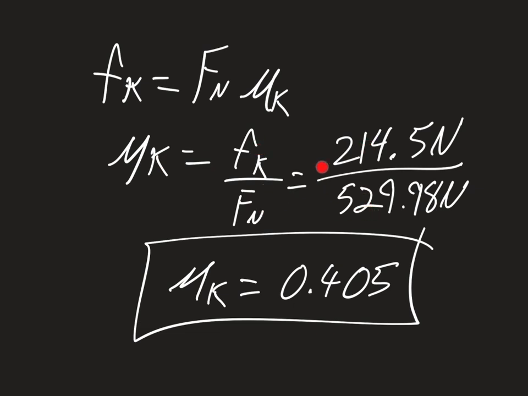Plug in those values. Again, I'm not worried with up and down because this is a ratio value, so we want a positive value. And so we get that this is 0.405. Remember, coefficient of friction has no units, and that is our final answer. That seems like the simplest one yet.